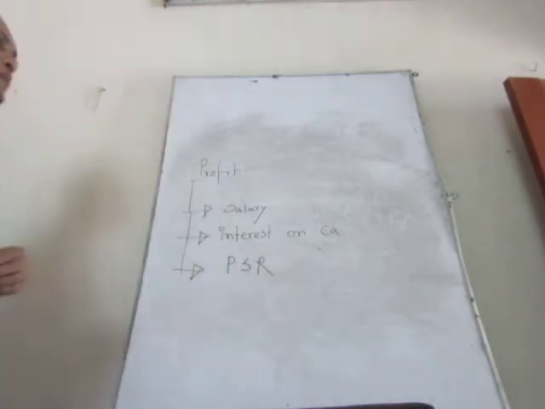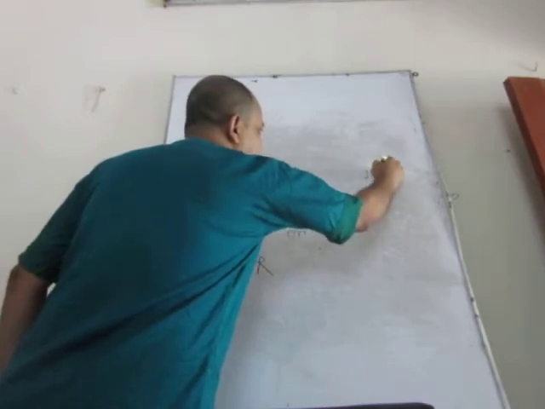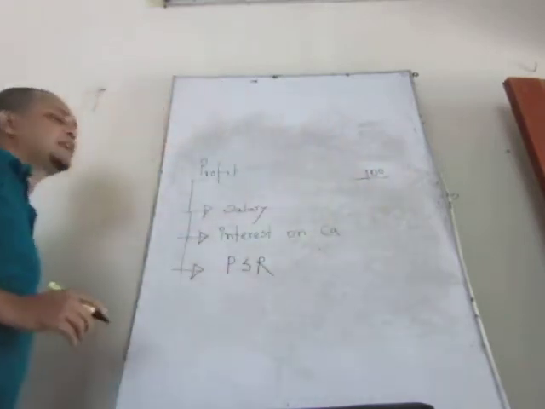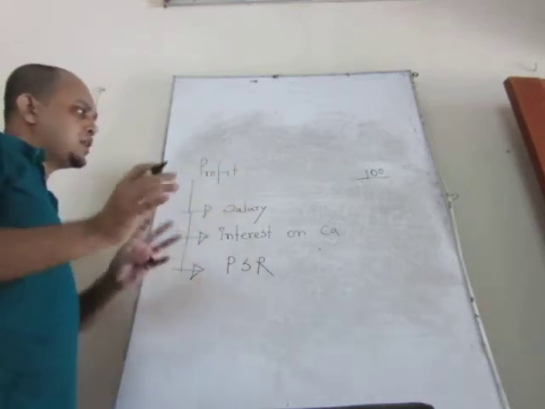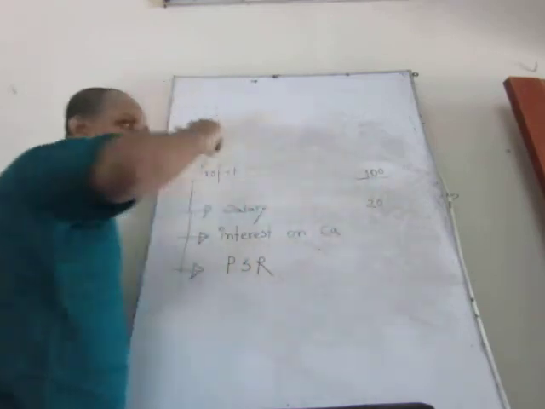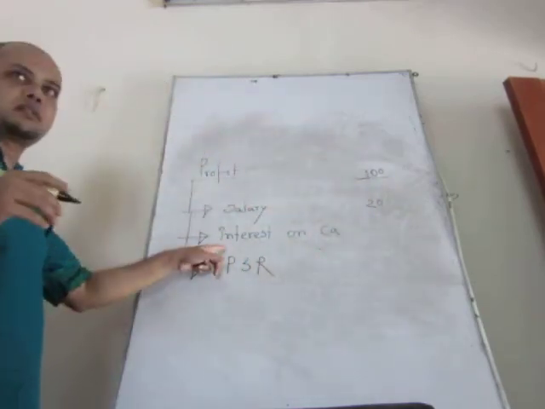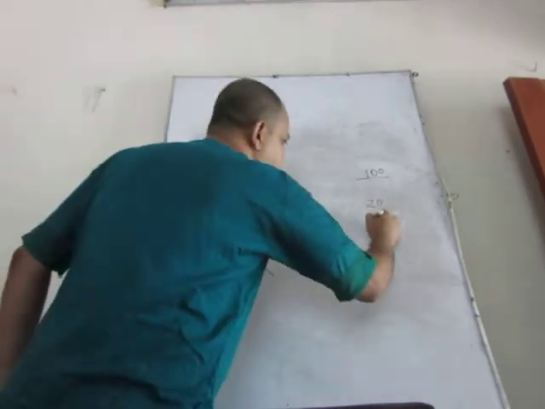Suppose, as an example, your total profit of a business is $100, right? Salary to X and Y: according to their salary, they are provided a total salary of, suppose, $20. Interest provided to X and Y, as an example, $50.